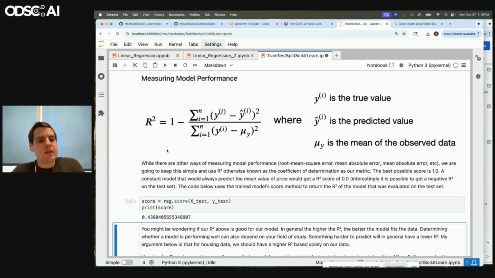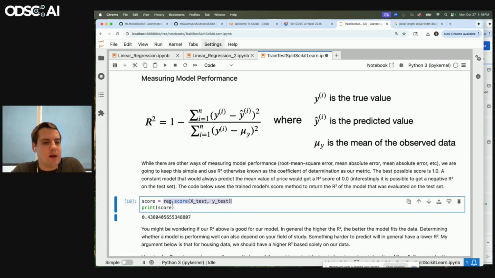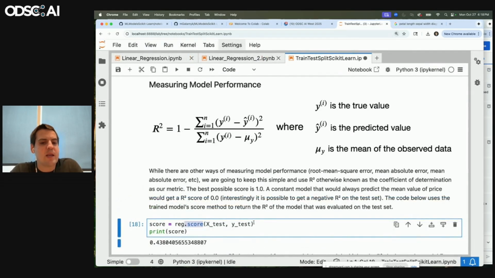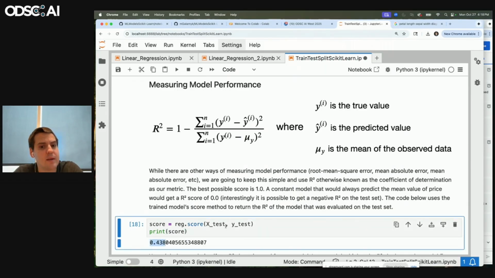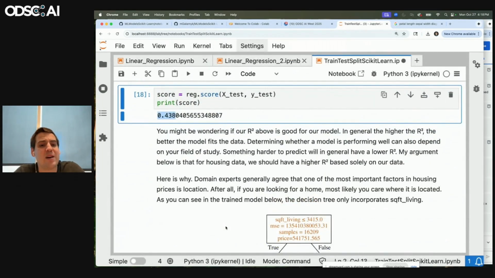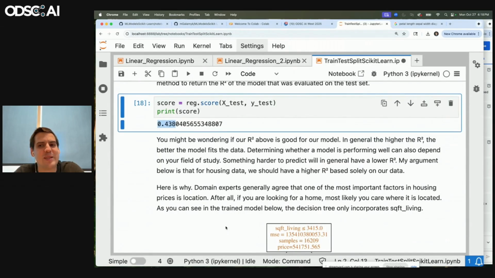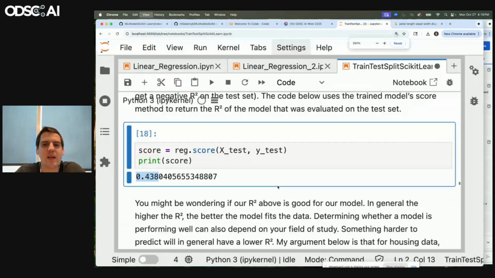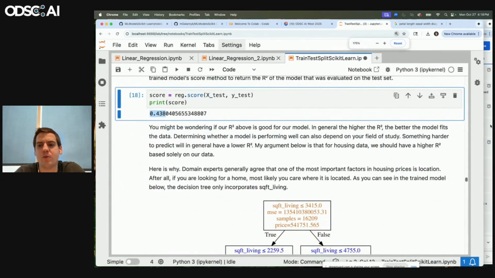And so that's all this reg.score is doing. I have my instance of my model, I use a score method, and by default, because I have a regression type of problem, it'll give me an R-squared for this particular problem, because it's regression. I'm predicting a continuous value. And my R-squared here is 0.438. Well, what that's really saying, though, is I don't really have a good model. It's actually pretty terrible.